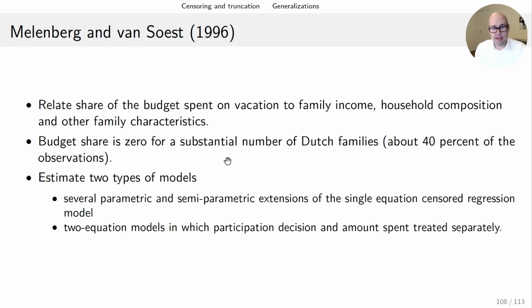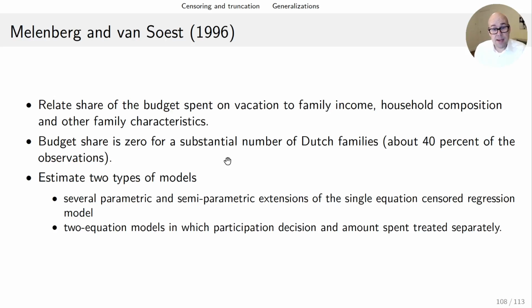And what I want to look at here in particular is a paper by Bertrand Melenberg and Arthur van Soest, my colleagues here in Tilburg, from 1996, where they relate the share of the budget that families spend on vacation to family income, household composition, and other family characteristics. This very much fits into censoring and truncation, because the budget share is 0 for a substantial number of Dutch families, about 40%.